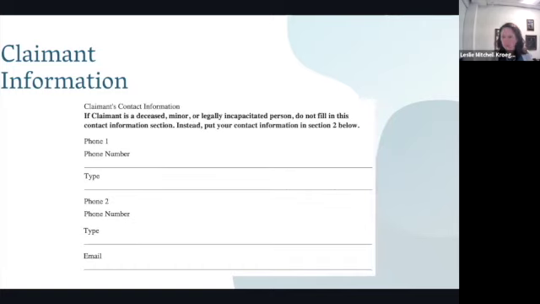All right, this is your phone number. If you have more than one number to give, great, do that. Put your email in case the claims administrator needs to contact you. Put your email in there. Keep going.